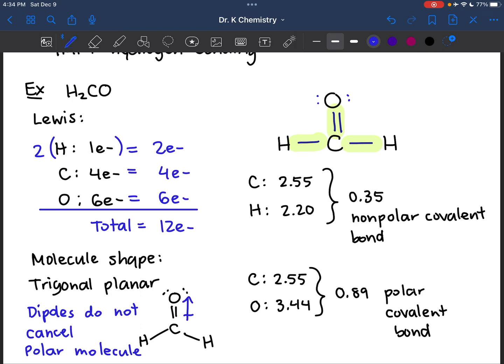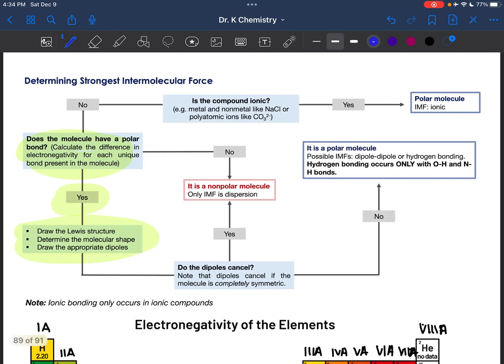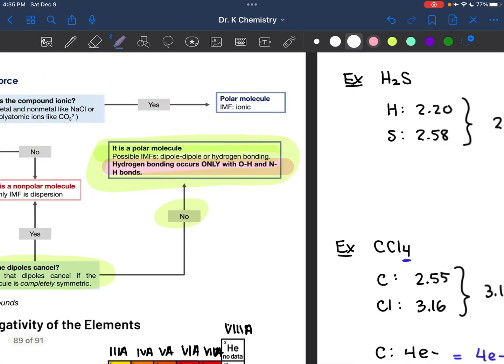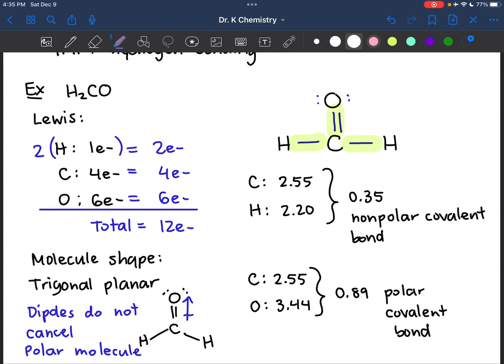I am running out of space here. Okay. The next thing we're going to think about, so we do not have dipoles canceling, definitely polar molecule, which means there are two possibilities. It could be dipole-dipole, or it could be hydrogen bonding. But keep in mind that hydrogen bonding only occurs when you have an OH bond or an NH bond. And be careful here because we do have some hydrogens, but that hydrogen is connected to carbon, not to oxygen. So here the intermolecular force will be dipole-dipole.